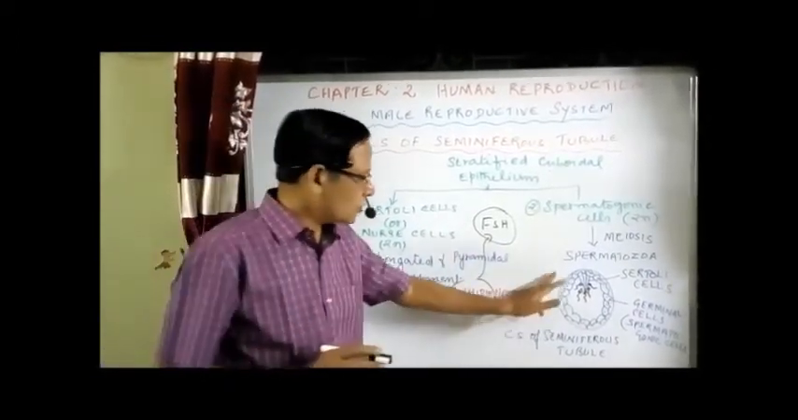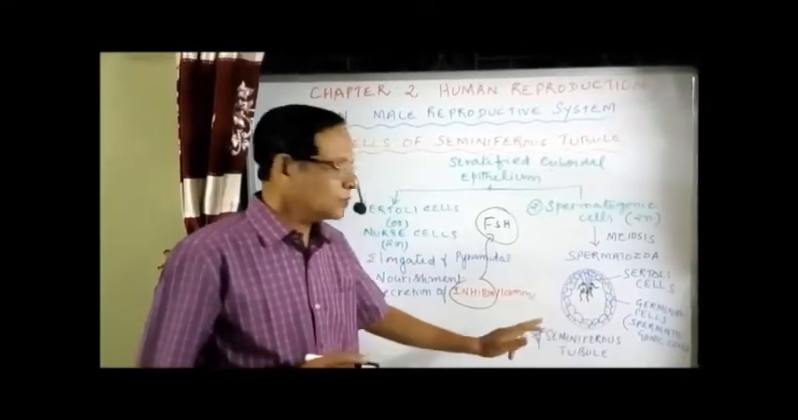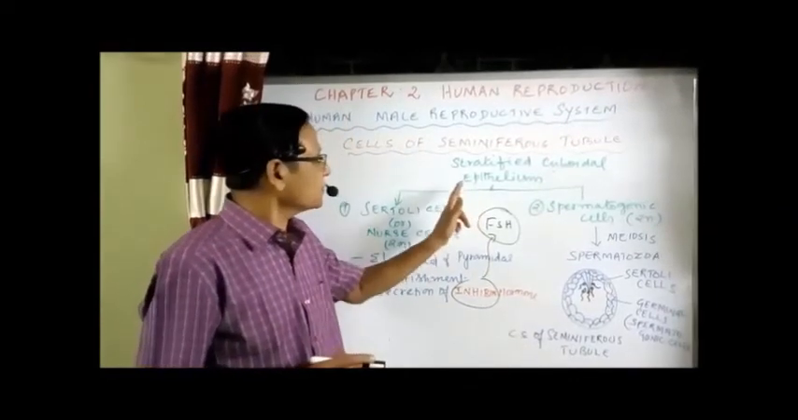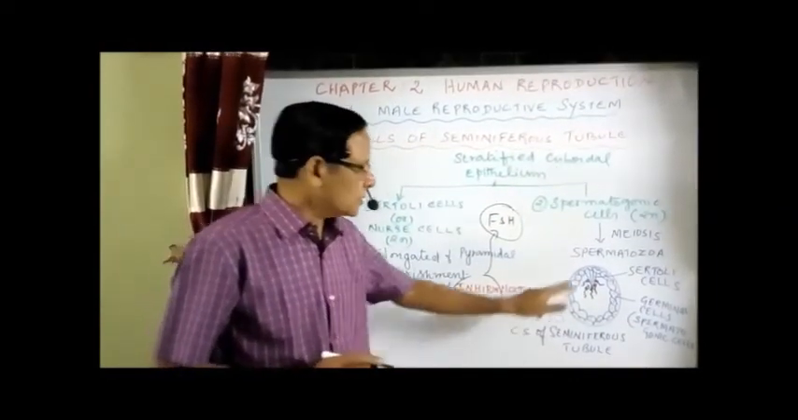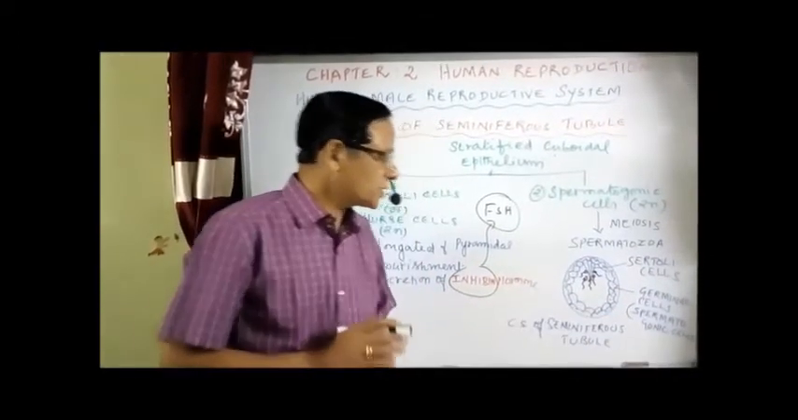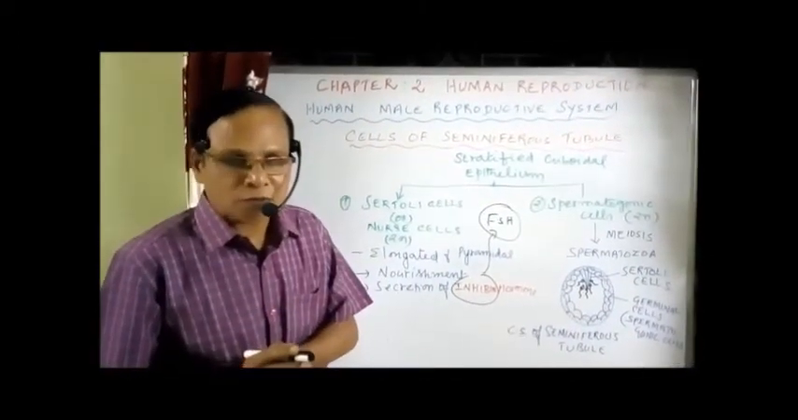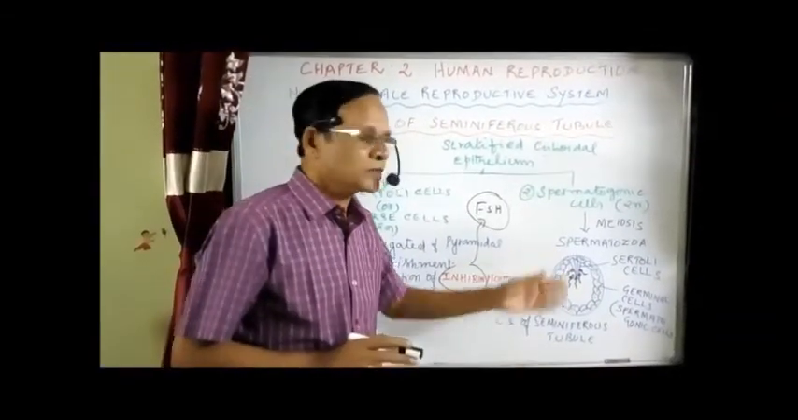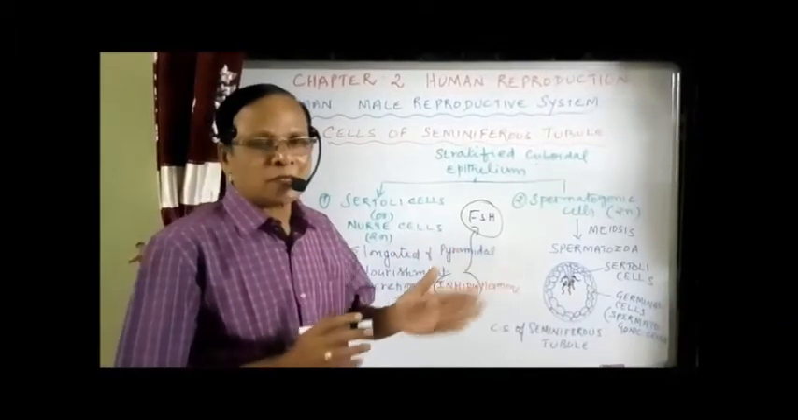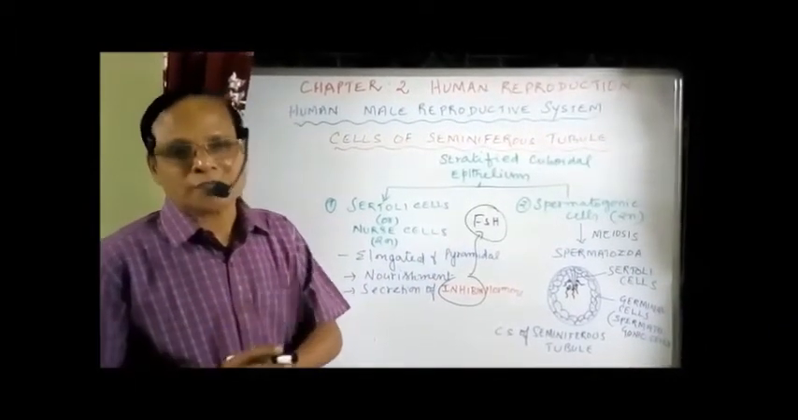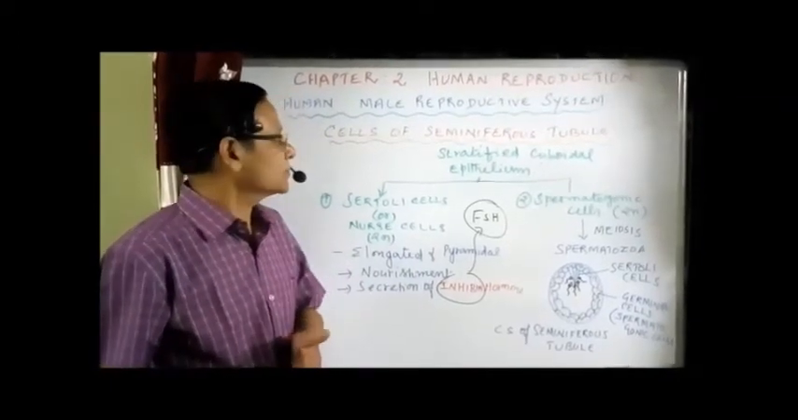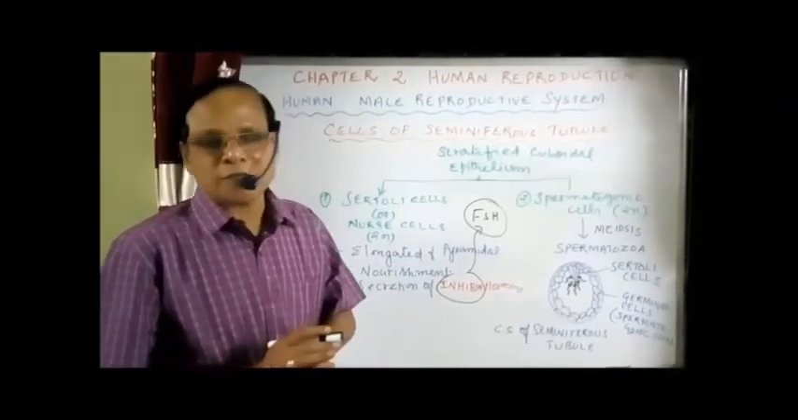So here is represented a single seminiferous tubule lined with the germinal cells, the stratified cuboidal epithelium. There are two types: one, Sertoli cells, another, spermatogonic cells. Spermatogonic cells produce the sperm, and the Sertoli cells provide nourishment and also, by negative feedback, control the process of sperm production. Now what are the other types of cells present in the case of testis?